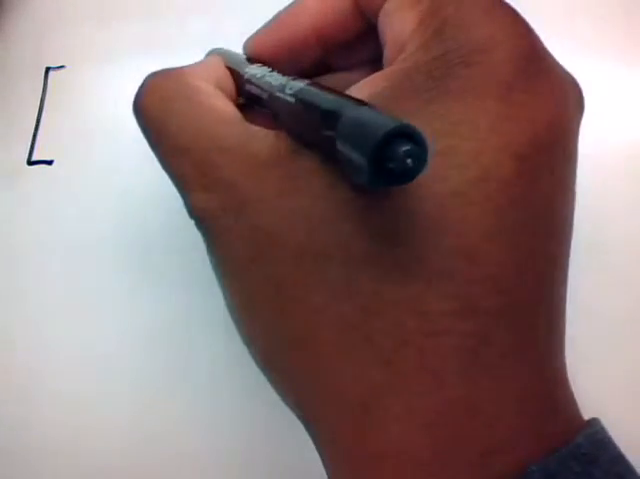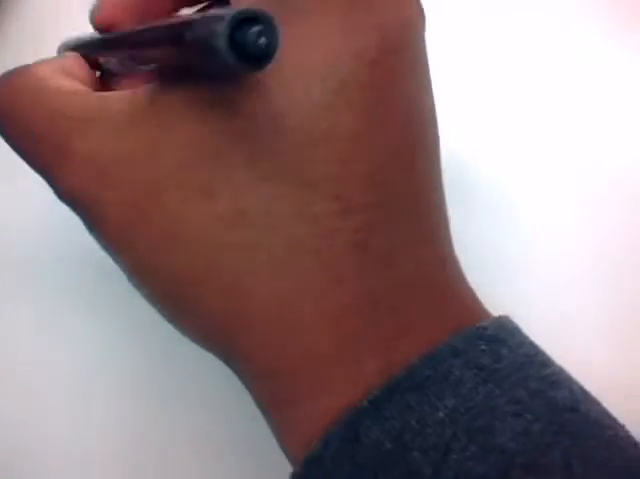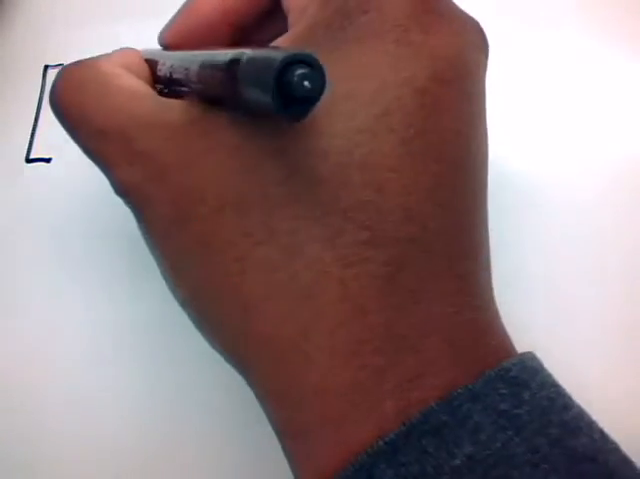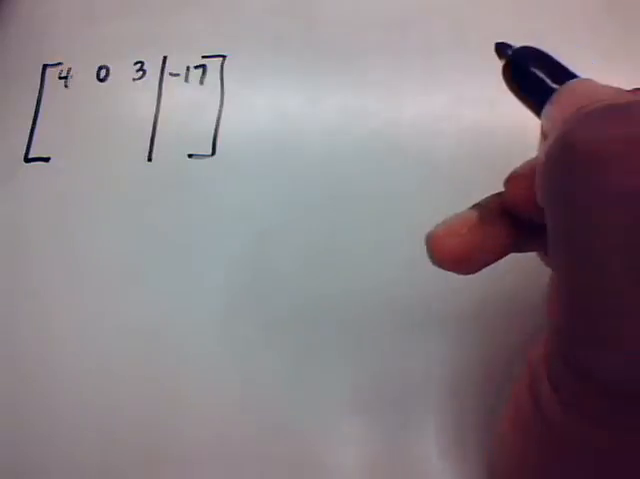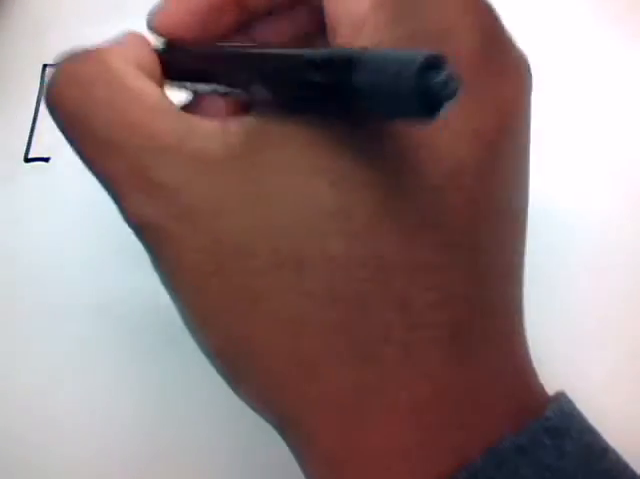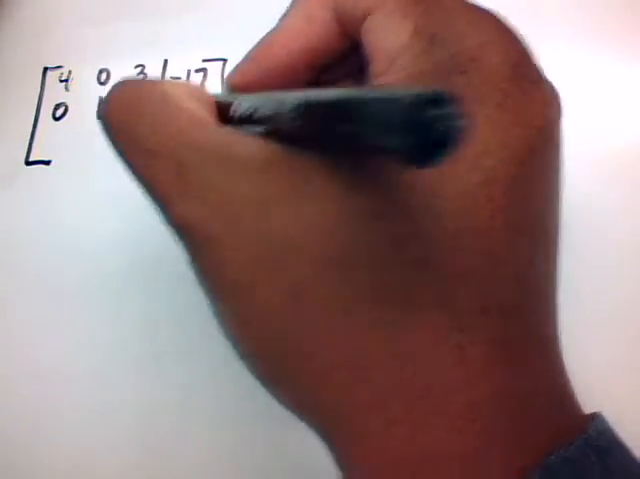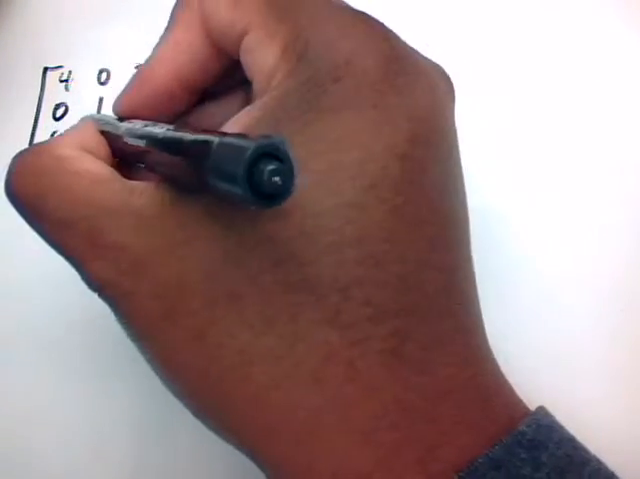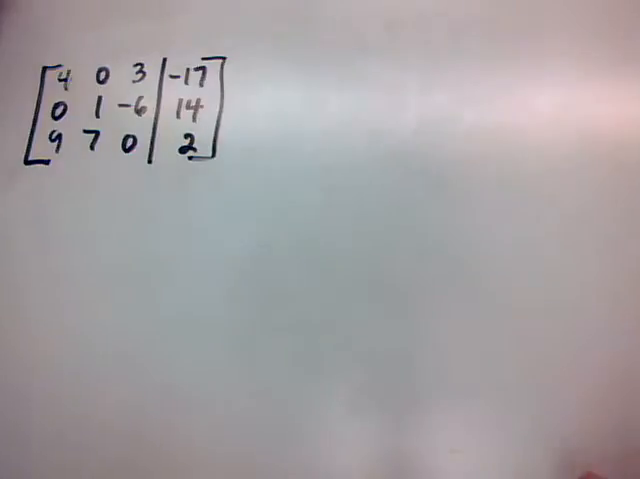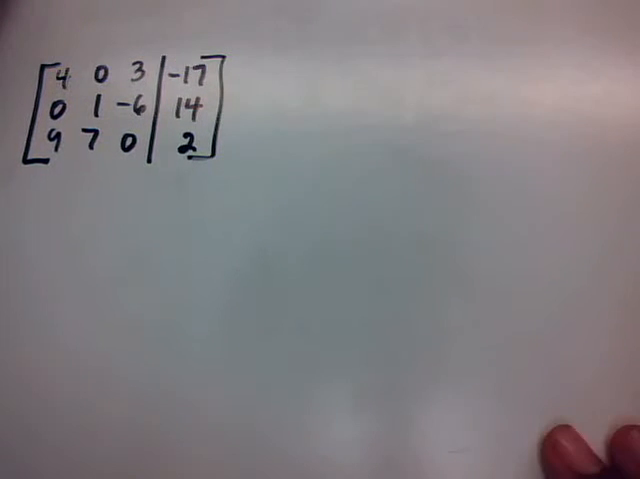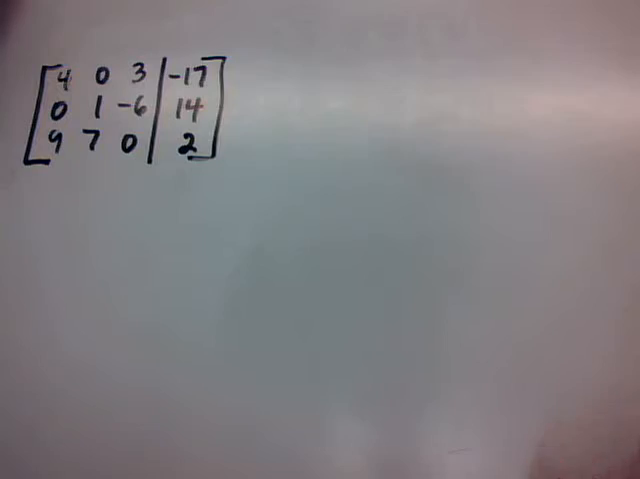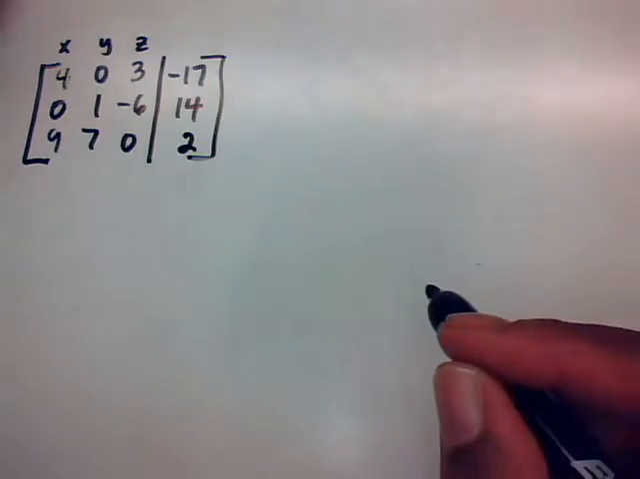Okay, and I'll rewrite this. In this case here, this is our augmented matrix that we have, which is 4, 0, 3, negative 17, then 0, 1, negative 6, 14, 9, 7, 0, and 2. And here we want to write this as a system of linear equations. Now keep in mind the first column is your x, the second column is the y, the third column is your z, and then the last column is your constants.